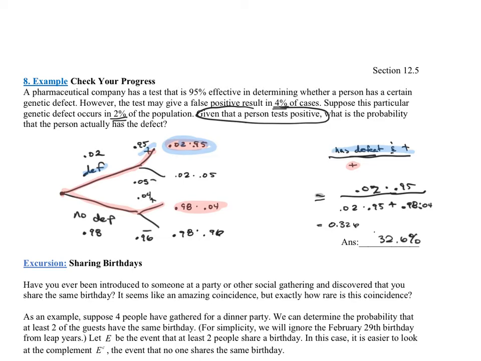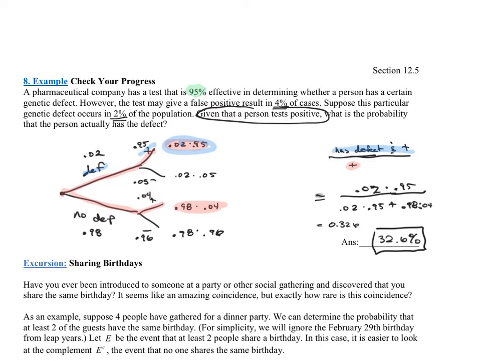So let's reflect on what we just said. We just said if they test positive, what's the chance that they actually have the defect? And the answer is there's only a 32.6% chance that they have the defect. So I want you to think about that. The drug company is stating that it's 95% effective, yet if it tests positive, it's only 32.6% effective.